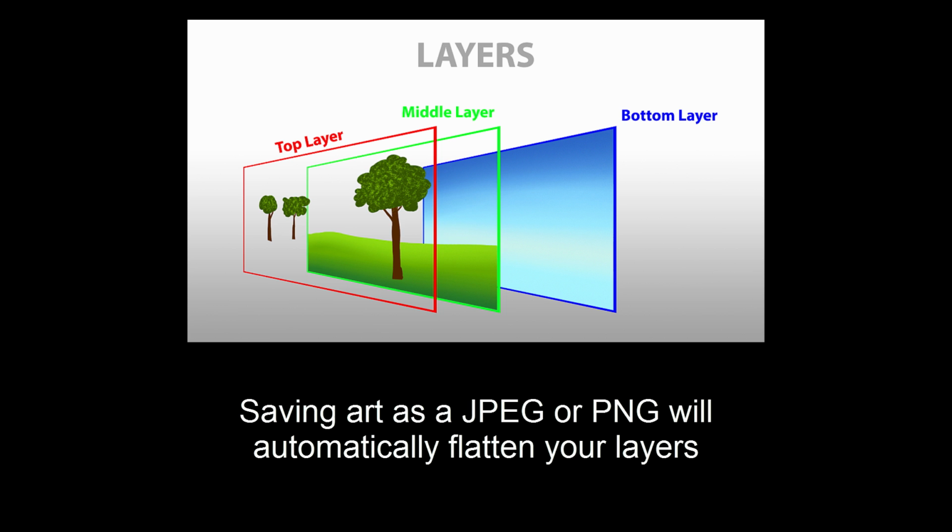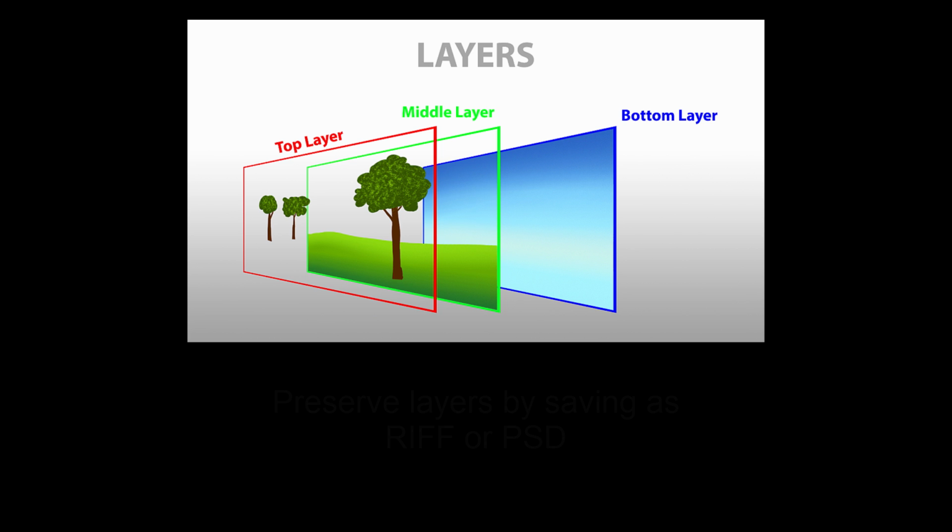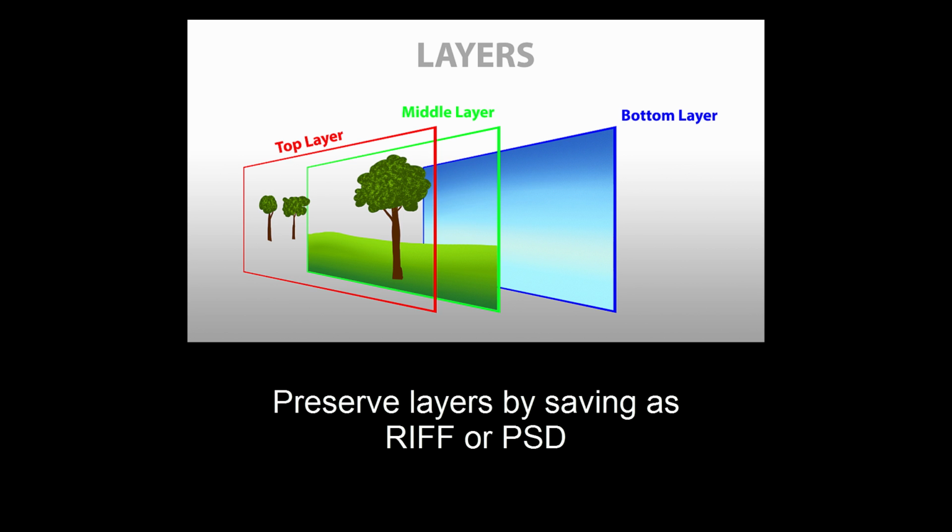It's worth noting that saving artwork as a JPEG or PNG file will automatically merge all of the layers into a single layer. This is because the JPEG and PNG formats do not support multiple layers. If you wish to preserve your layers, you'll want to save your artwork as a RIF or PSD for your master copy. Make a duplicate of the master if you need to make a flattened copy for the web or for printing.